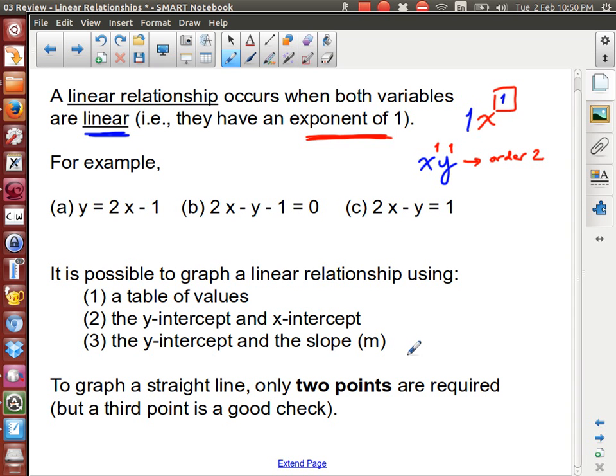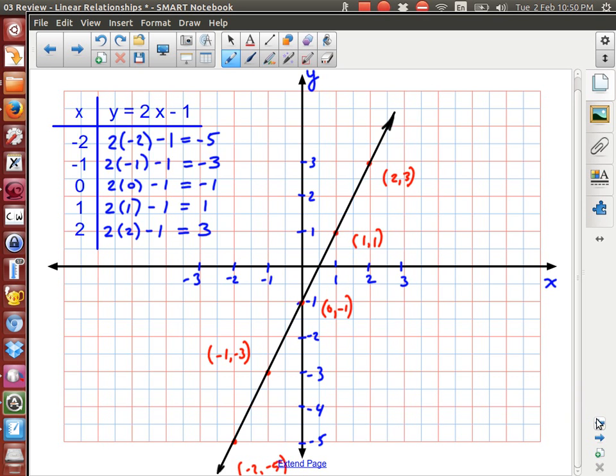Again, that's something we did in the grade 9 class. We're also going to look at it here. When we graph these things, if we're using multiple points, we only need 2 points to graph a straight line. It's a good idea to do a third point, and as I said on the previous page, when you're doing some sort of table of values, I want you to do 5 points, just to make sure.